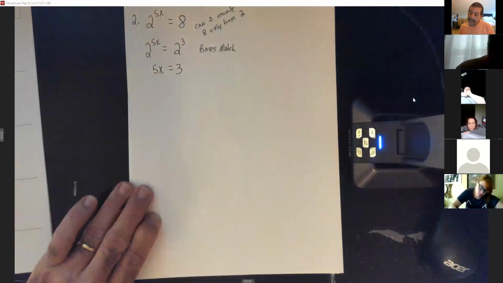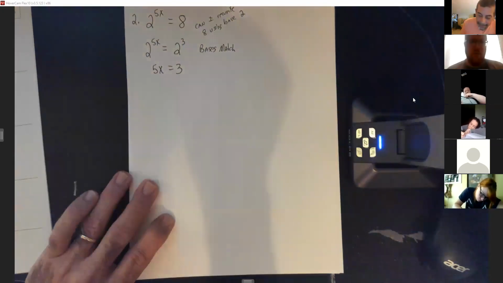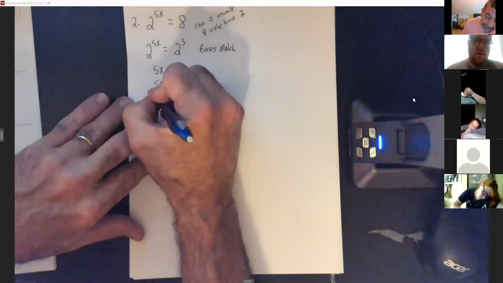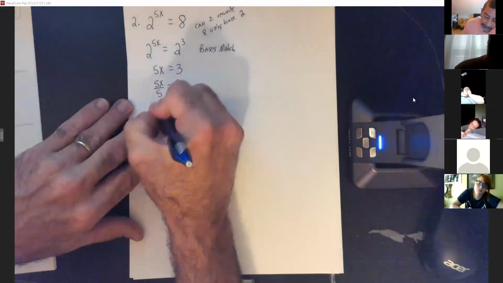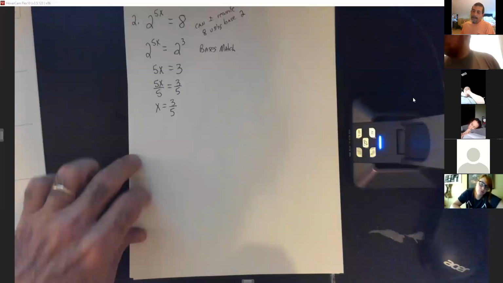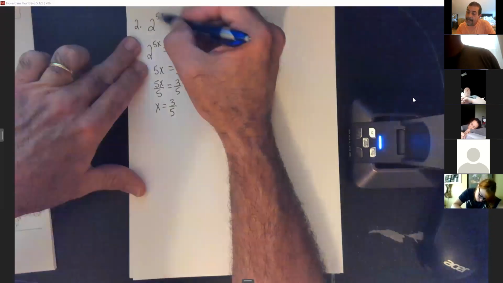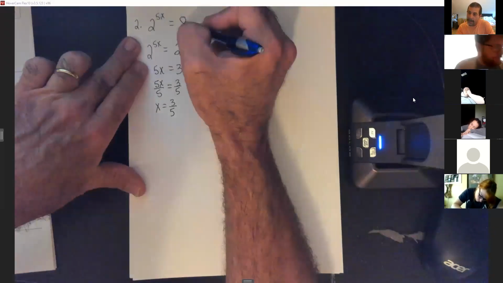Now this one has a little bit of work. I can solve this doing one move. I'm going to divide both sides by that 5 in front of the x. So I get x equals 3 over 5. Check this out: if you put that 3 over 5 in for the x, the 5's cancel, and 2 to the third power will equal 8.